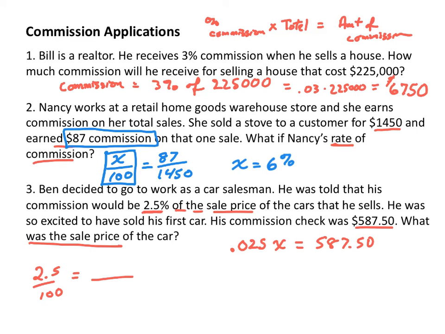And the amount of the car, which we don't know the total for the car, but we do know his commission is $587.50. So either method would be fine, and in each case, you should get X to be 23,500. It is a dollar amount, so put a dollar sign on there because it's the sale price of the car.